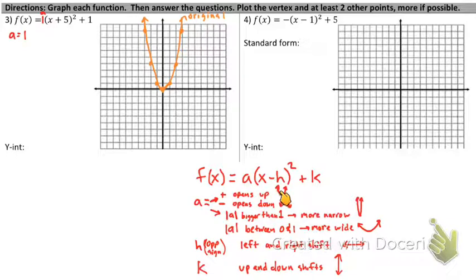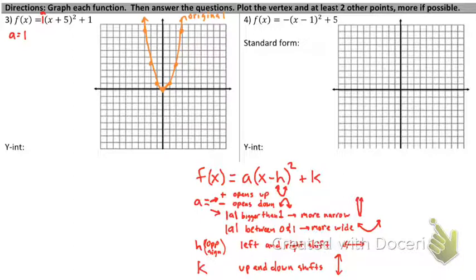Is it bigger than 1? And the answer is no. Is it less than 1? The answer is no. So that means that our graph is going to be the same width or look almost the same shape as this because nothing's changing. It didn't get fatter. It didn't get skinnier from the original because our A is equal to 1. So that's what our A value controls.